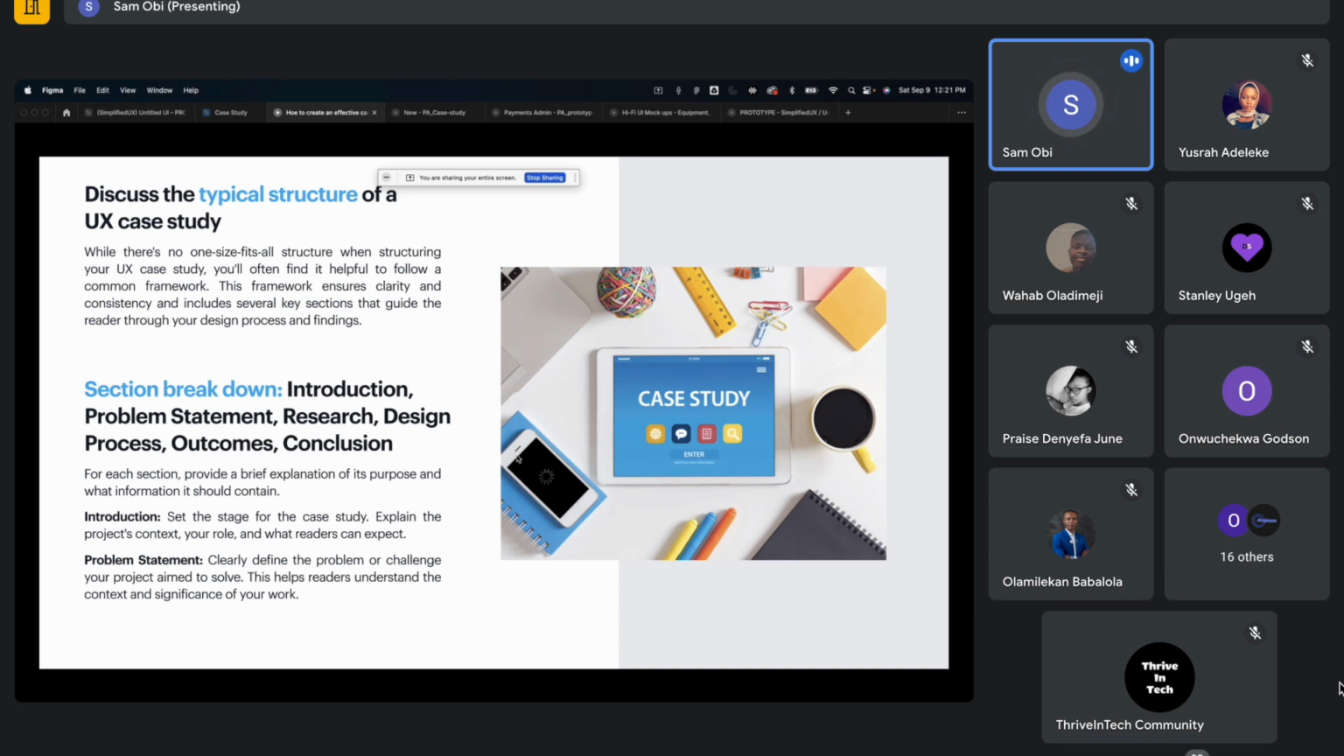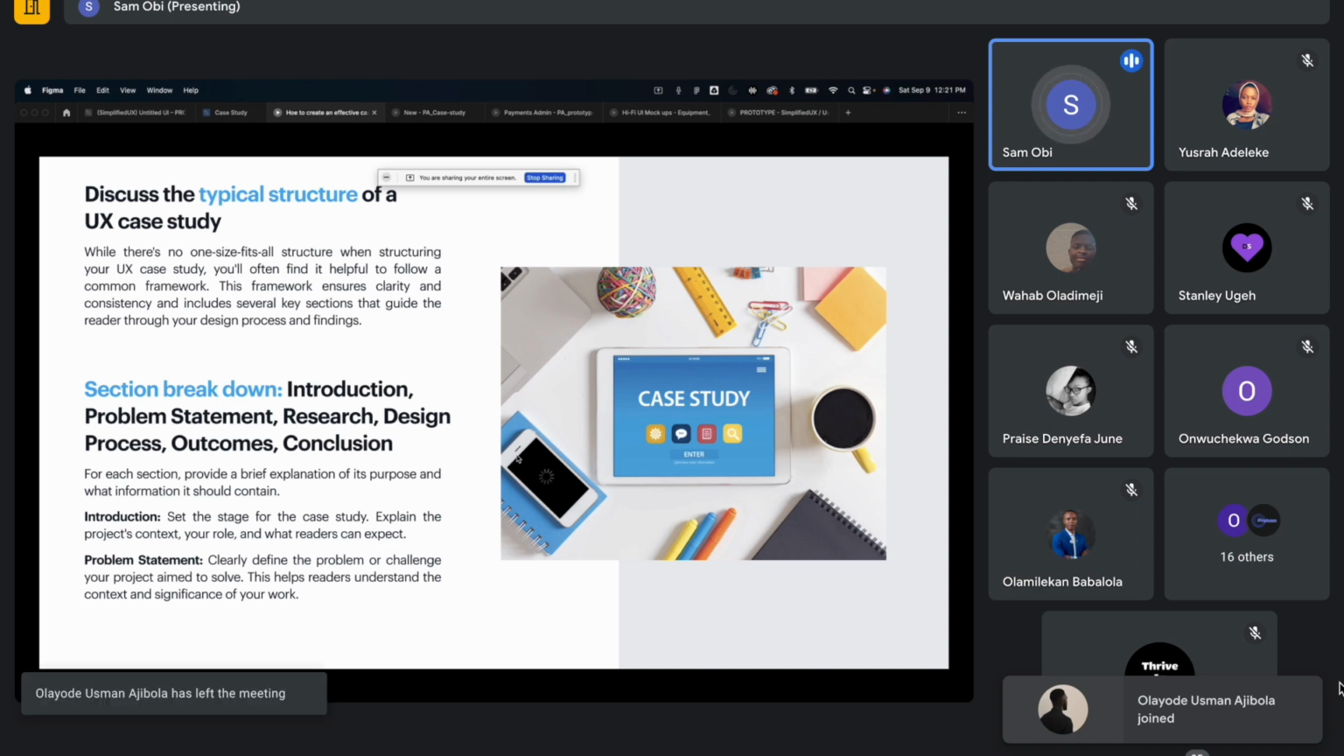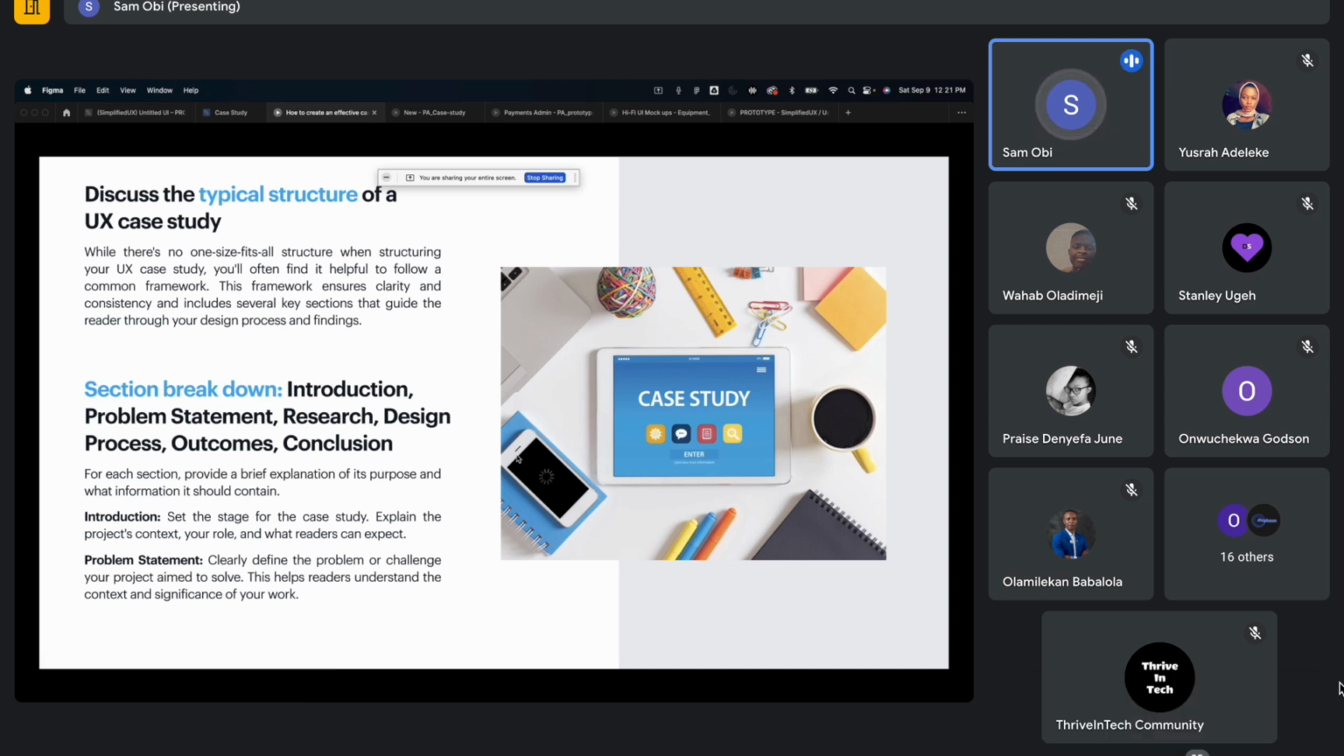It is a way to set the stage for the case study. It explains the project's context, your role, and what readers can expect. Sometimes when we write the overview or the introduction, we just type what we worked on. It shouldn't just be what you worked on. It should give context to what the entire project is about, then narrow down to what you worked on. Because sometimes people like what you worked on, but they don't understand the context within which you worked on it.